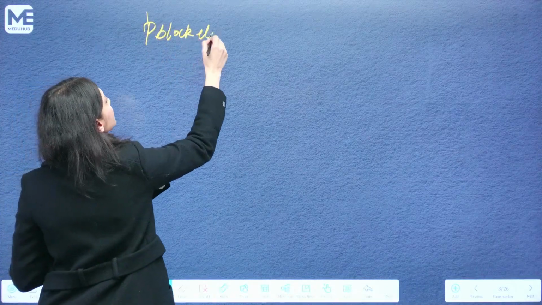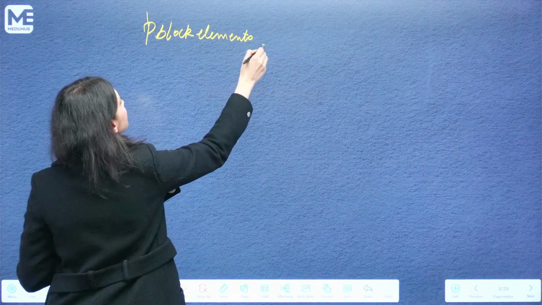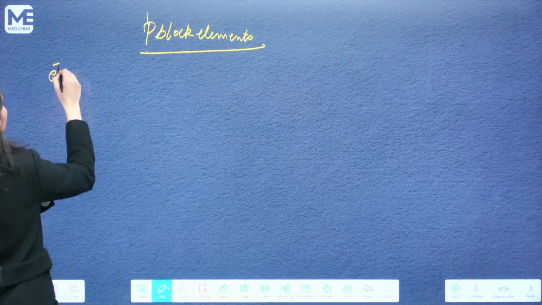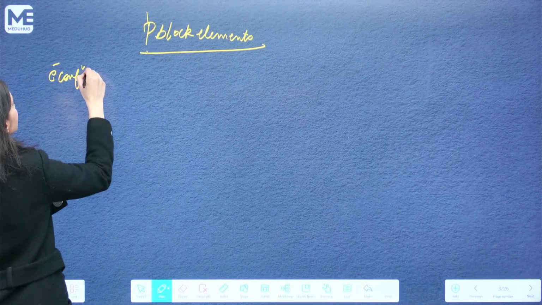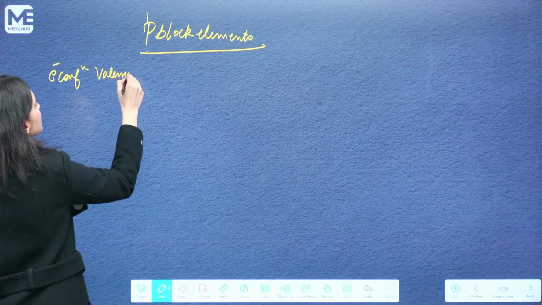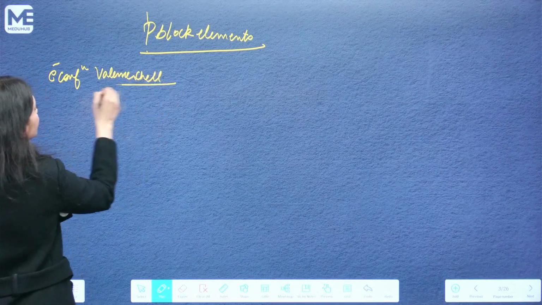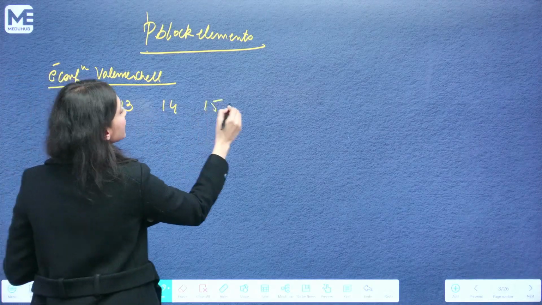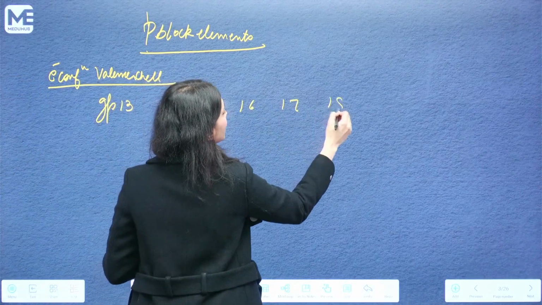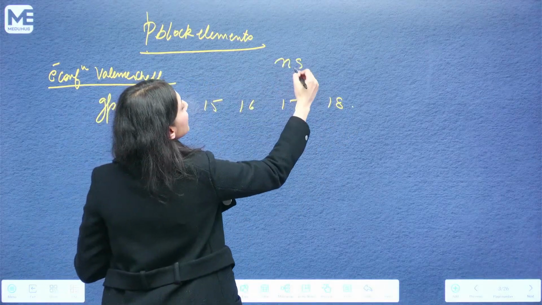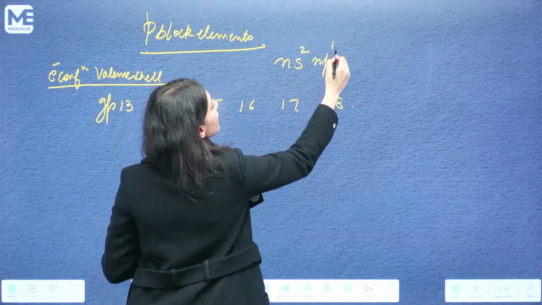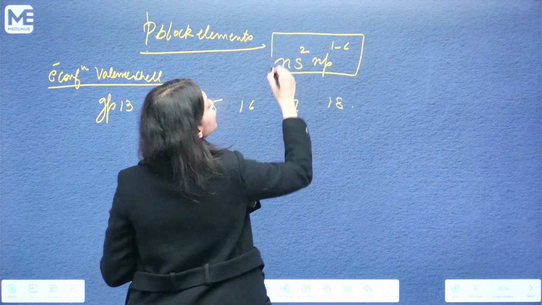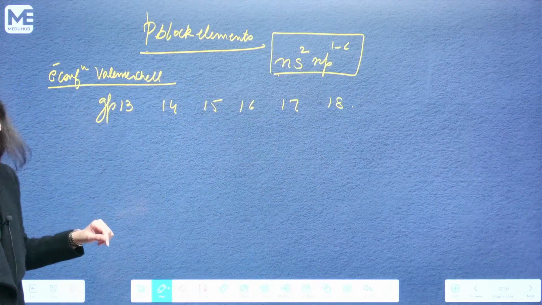P block elements, if we talk about their electronic configuration in the valence shell, starts from group 13, 14, 15, 16, 17 and 18. ns2 np1 to 6 is the general electronic configuration for the valence shell here.